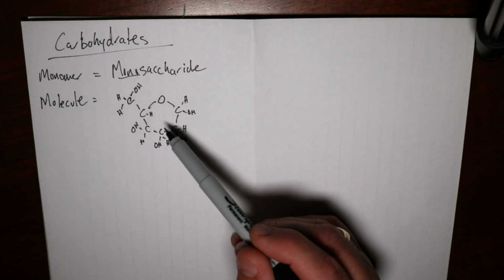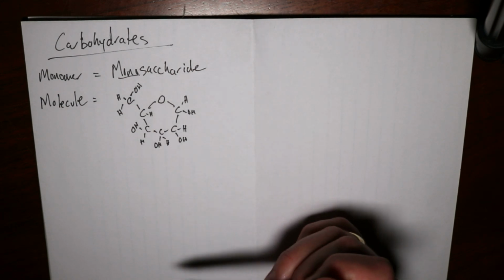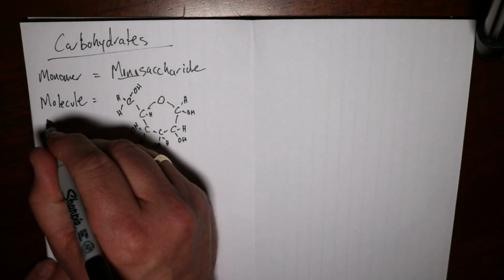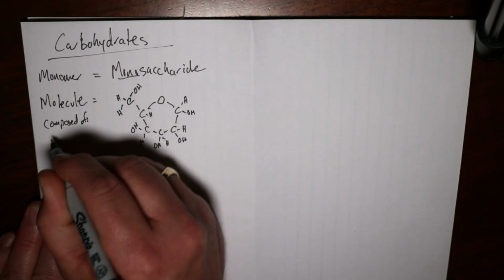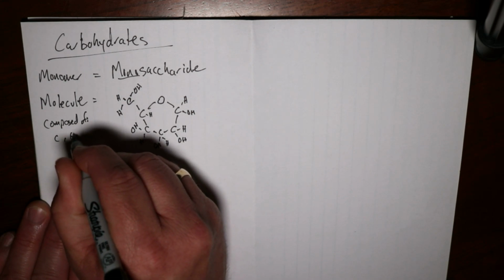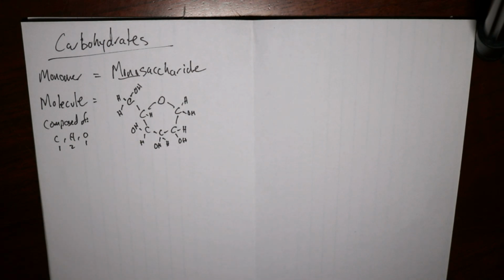And then you need to take that with you because they could just show you a bunch of molecules. You need to understand that ring is a monosaccharide. So what are these composed of? They're composed of carbon, hydrogen, and oxygen. And that's on a 1 to 2 to 1 ratio, which might be important and it might not be really. But we'll put it down.